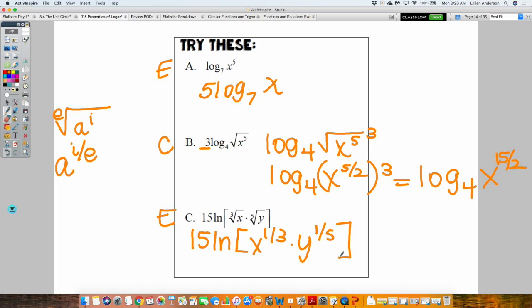So I can do that first, and now I'm going to expand this. The reason why it's expansion is because you have this multiplication, which means you need to add. So this is a natural log, so it just gets transferred to both pieces, and there's a 15 out front. That 15 gets transferred to both pieces. So this becomes 15 ln x to the 1/3 plus 15 ln y to the 1/5.